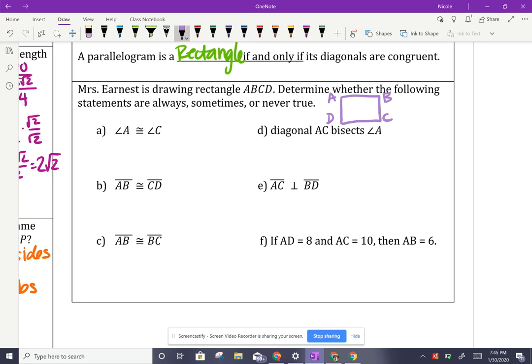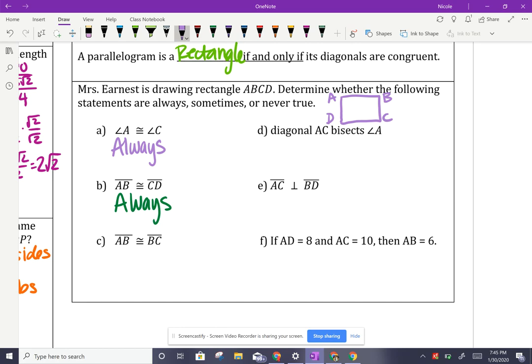So angle A and angle C are congruent. Well, yeah. They all have a measure of 90 degrees, so they're always going to be congruent. Also, it's a parallelogram, and opposite angles are always congruent inside of a parallelogram. And then we see B says AB is congruent to CD. We're going to go with always here as well. Parallelograms have opposite sides that are always congruent, and a rectangle is a parallelogram, so that has to remain true.